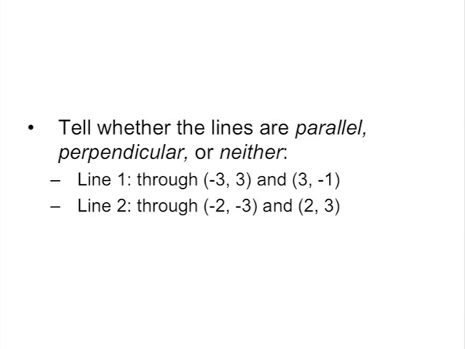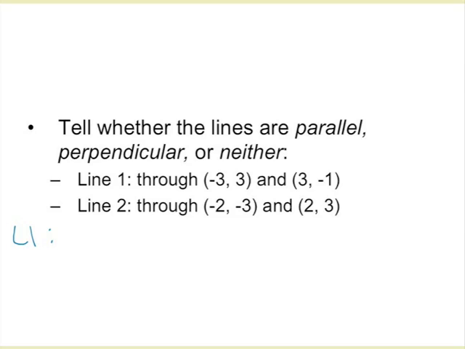For our last type of question, we want to say whether the lines are parallel, perpendicular, or neither. Parallel lines will have exactly the same slope. Perpendicular slopes will be opposite and reciprocal of each other. And then if it's not one of those, then it's neither. They intersect, but they don't intersect at a right angle. So, like the last problem, we need to find our two slopes.